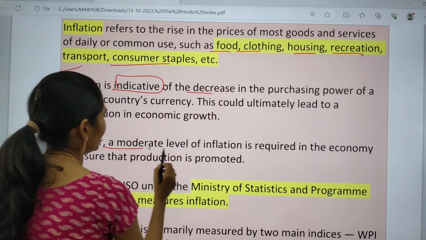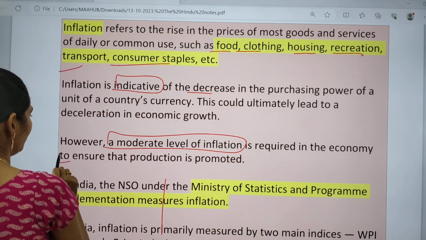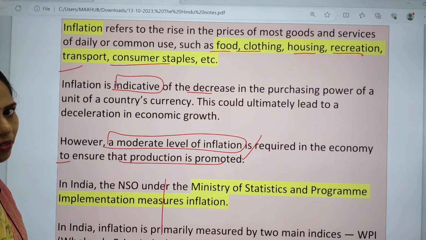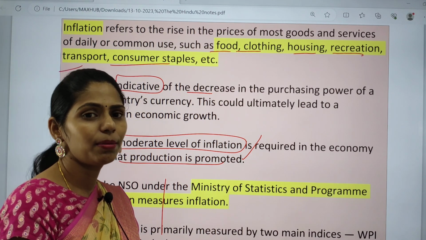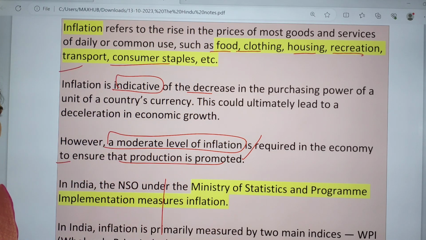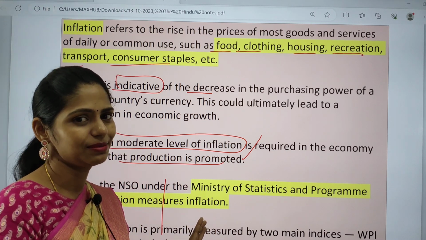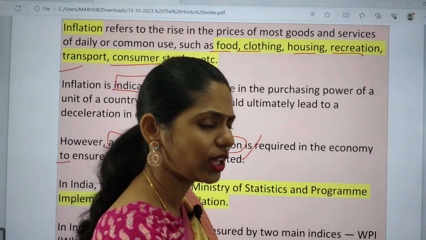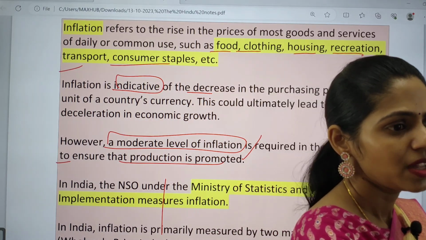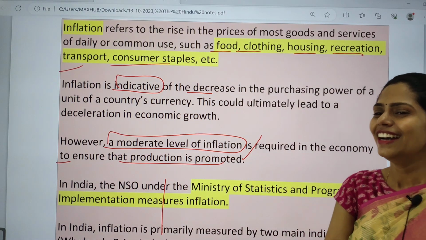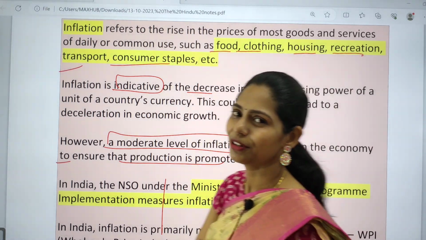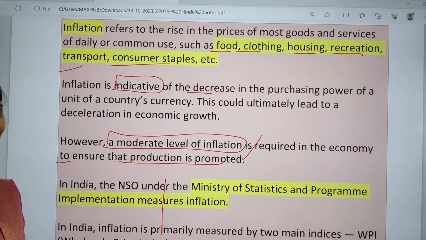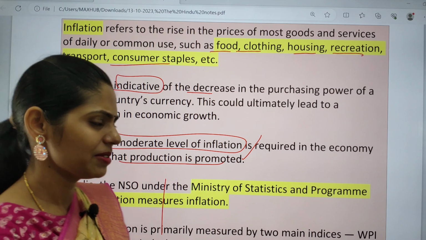And a moderate level of inflation is required in the economy to ensure that production is promoted. Yes, we need a moderate level of inflation so that people will be aware that we are going to have inflation soon, so that we have to get the things before. For example, every year during November, December time, there will be increasing of price of onions. So if you have this idea, then in the month of August or September, you will have onions stocked in your home, right? That is the thing that will be done by me, so that I am saying to you.